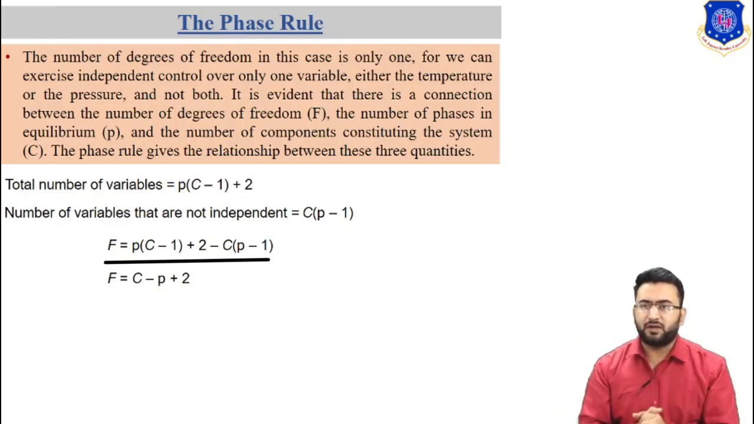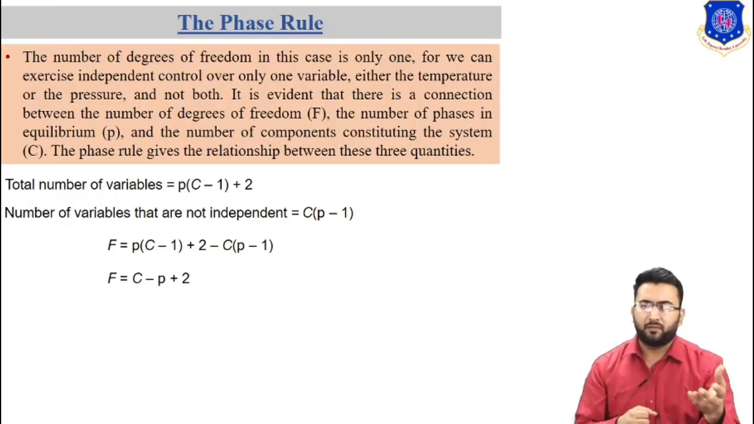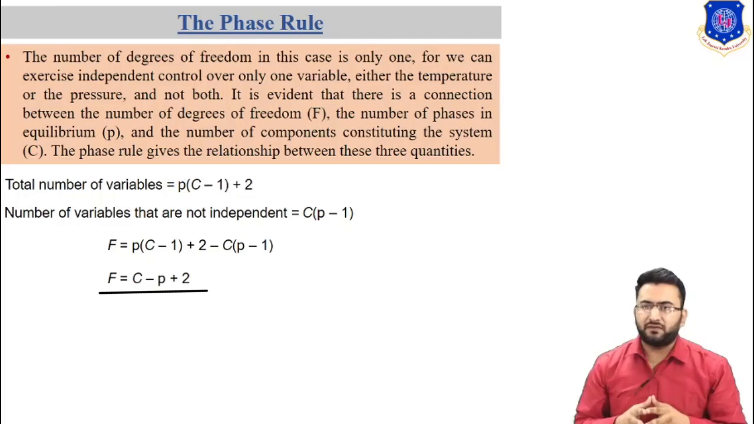So the equation becomes F equals P times C minus 1 plus 2, minus C times P minus 1. We can replace this C with N, both are the same. By rearranging this equation, we get F equals C minus P plus 2.